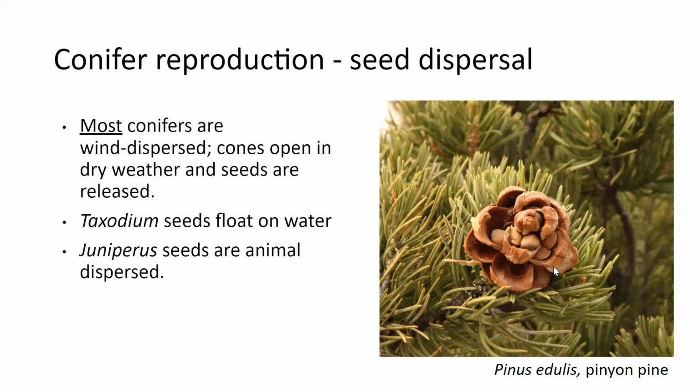Most of our conifers are wind dispersed. Those cones will open in dry weather, right? You don't want it to open in wet weather because the seeds will rot because they're very tiny. So in dry weather, they open up and the seeds are released. There's a few exceptions to that. Taxodium is dispersed by water and those seeds will float. And juniperous seeds are animal dispersed. So they're eaten by animals.